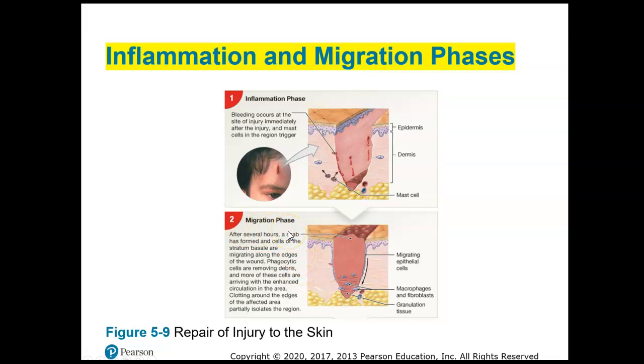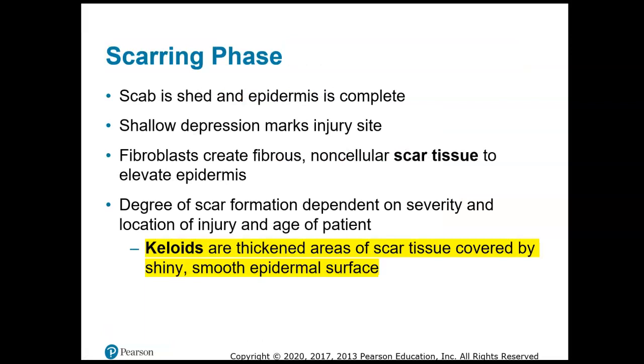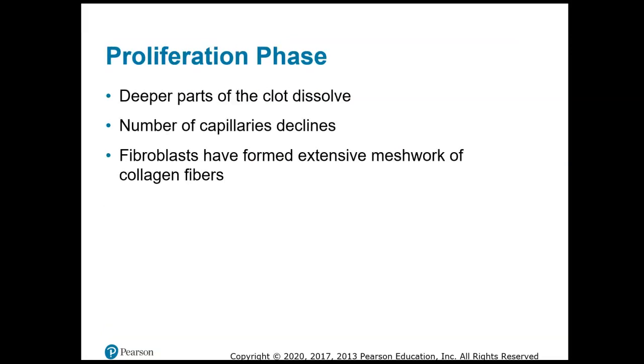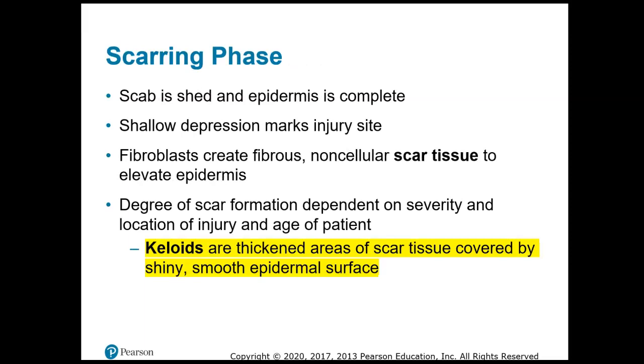Then you have the migration phase, which is phase 2, and this is when you have a scab that forms at the top. This happens after several hours. Clotting begins, and you also have phagocytes that have migrated here because they're attracted to the histamine that was released during step 1 from the mast cells. Then you have the proliferation phase, which is when deeper parts of the clot begin to dissolve. And then you have the scarring phase.